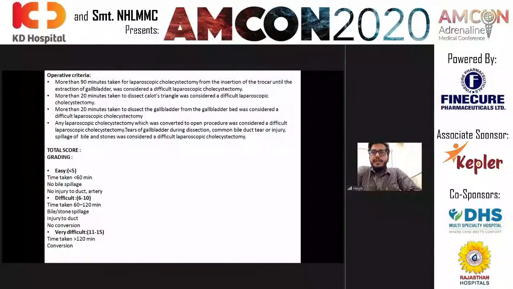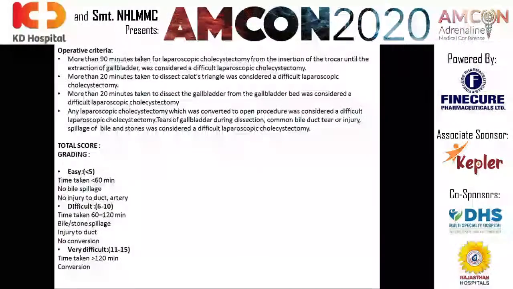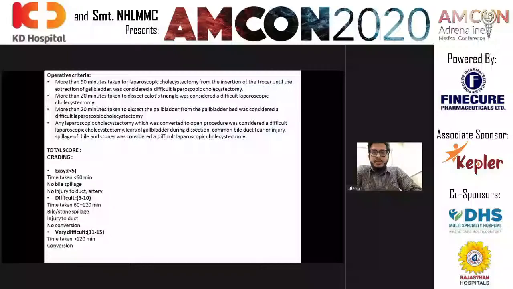Operative criteria: more than 90 minutes taken from insertion of the trocar until extraction of the GB in laparoscopic cholecystectomy was considered difficult. More than 20 minutes to dissect Calot's triangle was considered difficult. More than 20 minutes taken to dissect the GB from the GB bed was considered difficult.